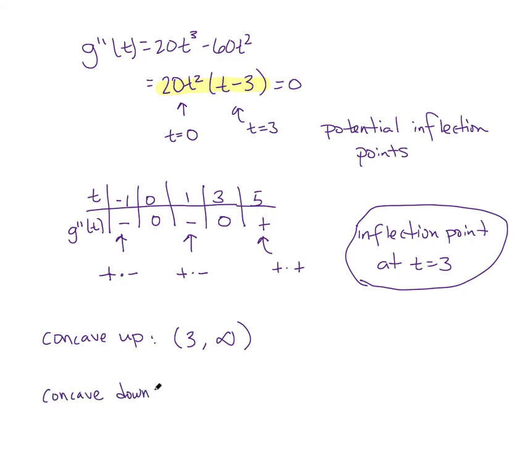For where the function is concave down, we have to be a little bit careful. So we have this sort of dividing point here at t equals 0. The second derivative there is 0. And so I'm going to split this into two pieces. So I'll have from negative infinity to 0, and then from 0 to 3. And again, I'm not including my endpoints because in particular at 0 and 3, the second derivative is 0.